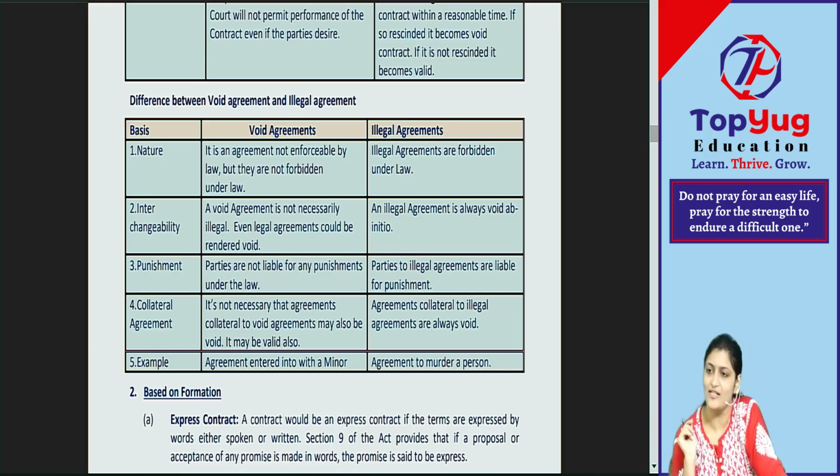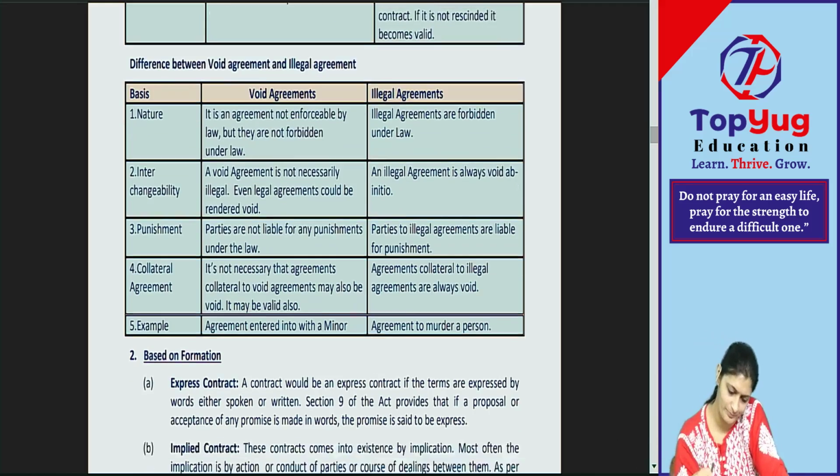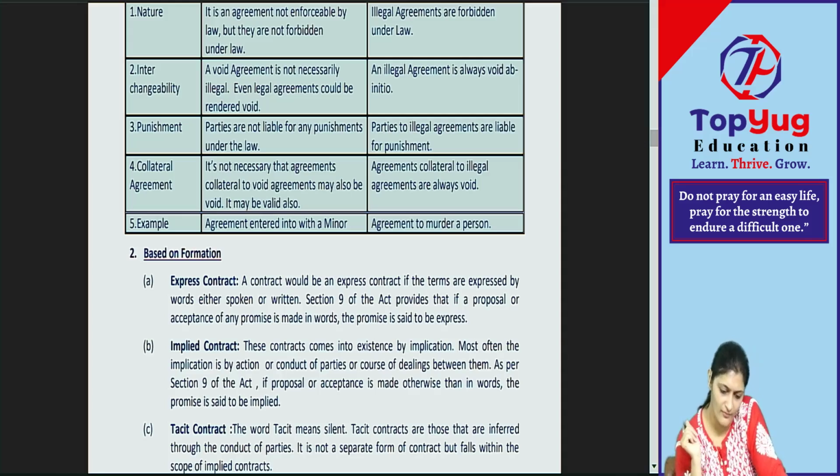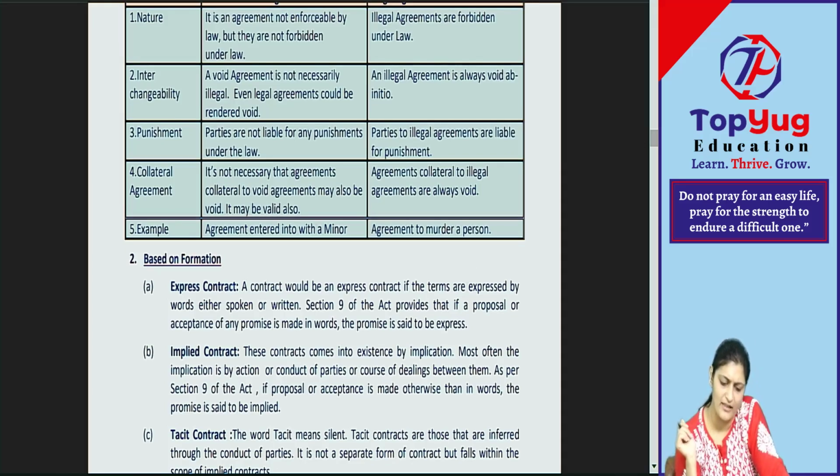And illegal agreements are what? Those are forbidden by law, prohibited by law. Now this statement is very, very important. Understand this statement: a void agreement is not necessarily illegal. Illegal is always void. You can get this question also: all illegal agreements are void, but all void agreements are not illegal.